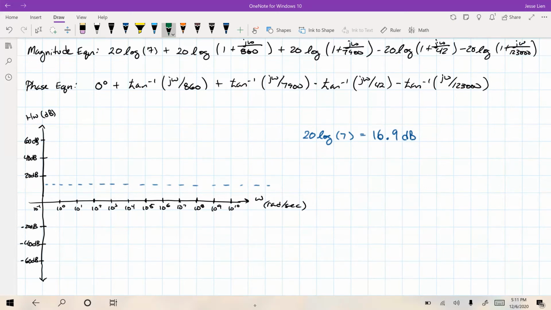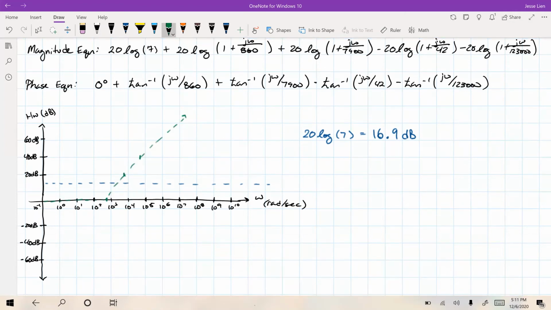And this will be 0 until you reach the point on the x-axis of 860 radians per second, when it will then begin to increase at 20 decibels per decade. The next term we will plot is 20 log base 10 of 1 plus j omega over 7900. This will be done in orange. And to plot this term, it will be 0 along the x-axis until you reach the point of 7900 radians per second, and it will then increase by 20 decibels per decade.